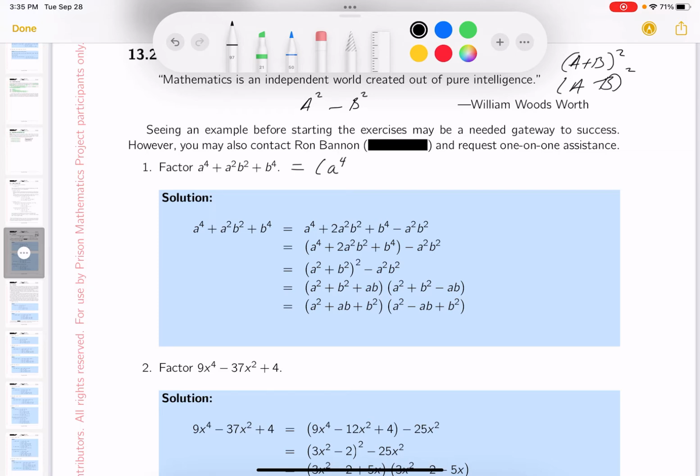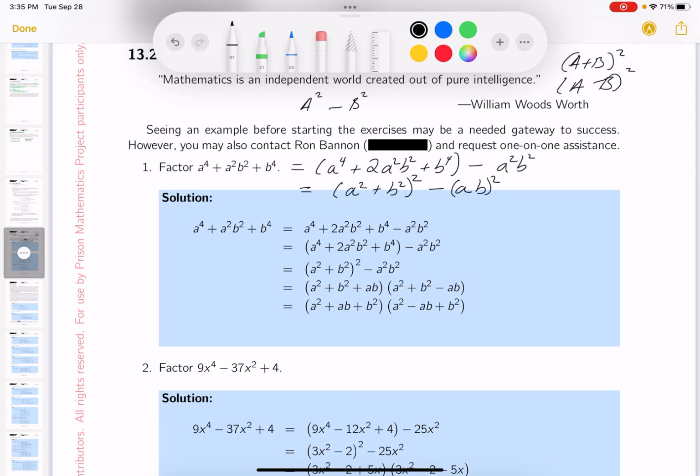I'm going to write down A^4 plus 2A squared B squared plus B^4 minus A squared B squared. Now, I've got to be honest, this is really the same thing. But why did I do that? I did that because this first guy now is a perfect square. And what is it? A squared plus B squared, squared, minus AB squared.